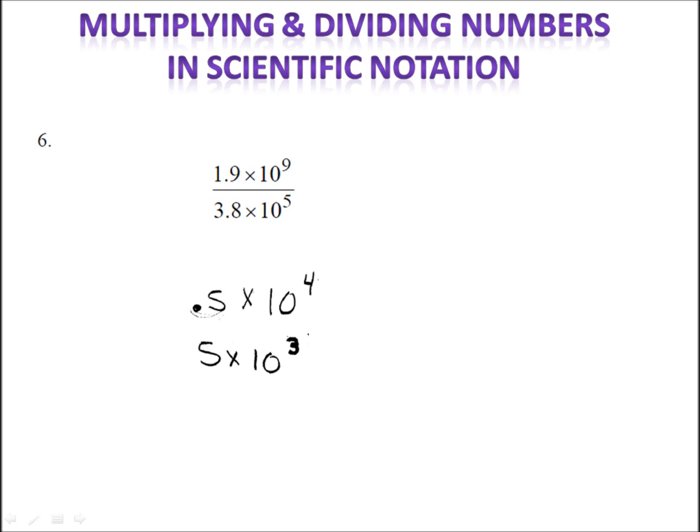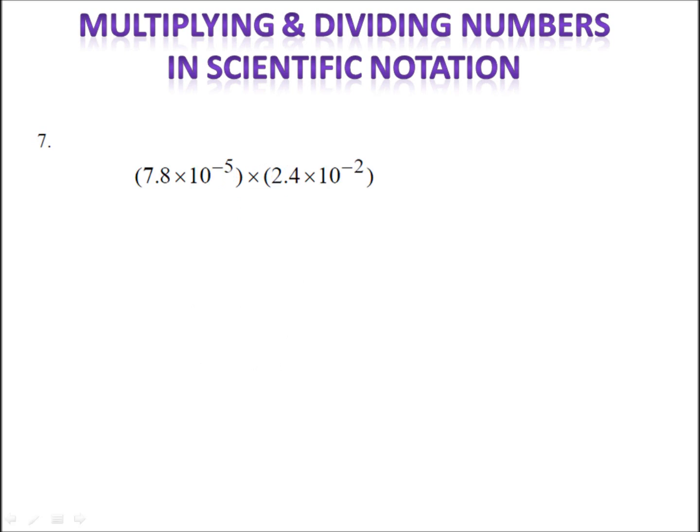We began by dividing the decimals. 1.9 divided by 3.8. That gives me 0.5. We divide the powers of 10. 9 minus 5 is 4, so 0.5 times 10 to the 4th. Now we've got to move our decimal point one place to the right. Because I'm moving it to the right, Lars tells me when I go right, I subtract. So I had 10 to the fourth, subtract 1, I now have 10 to the third. 5 times 10 to the third.